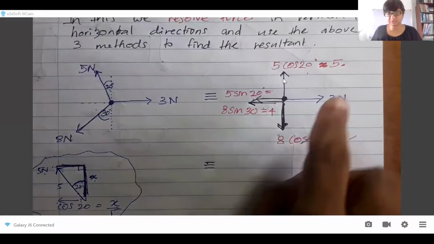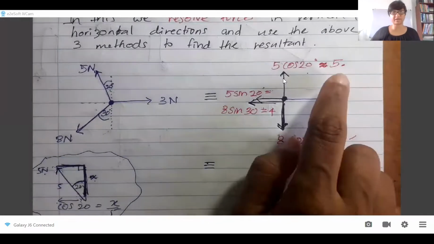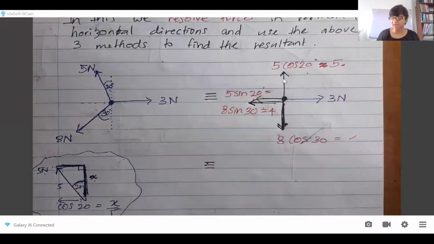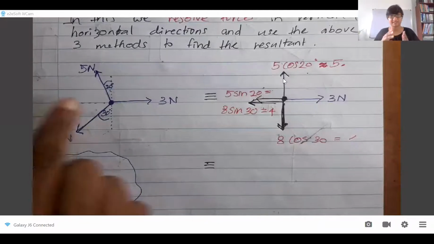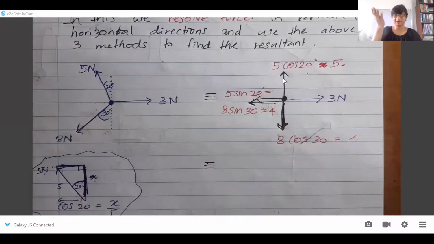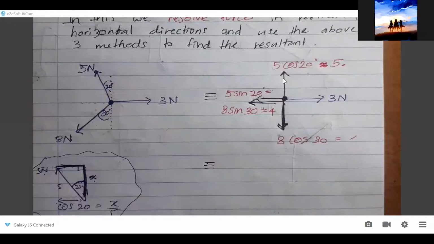Now, if you do it by mistake, you get 5 point something like that. Then you have to know that can't be. Why? It's the component of 5. Components are smaller than your original force. They are the components. The components combined to 5, right? Then it would be 4.